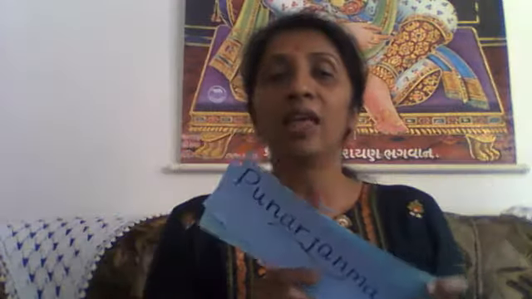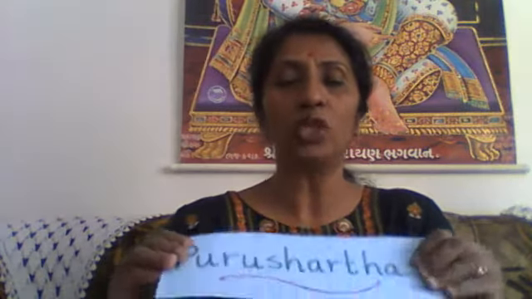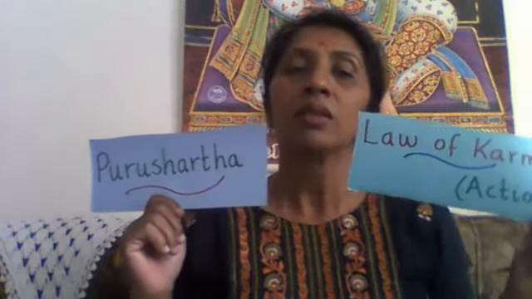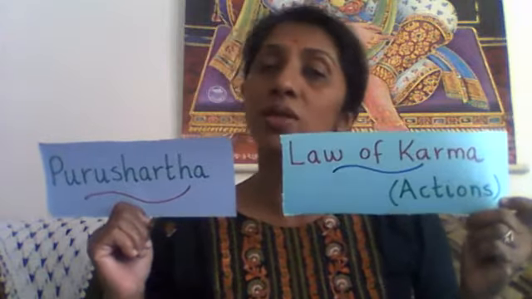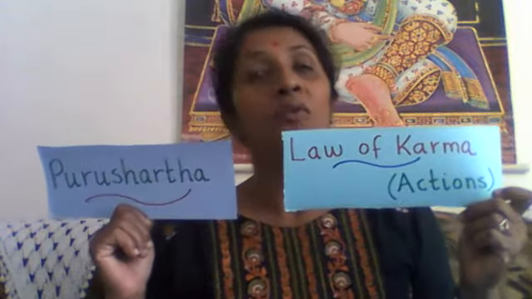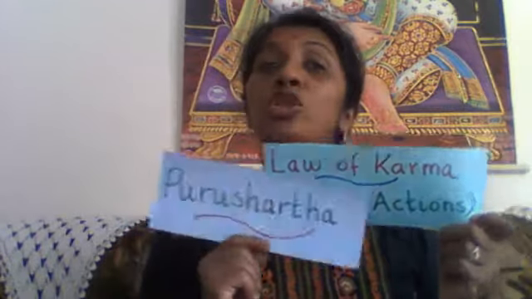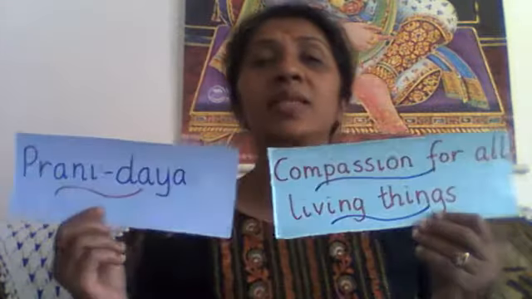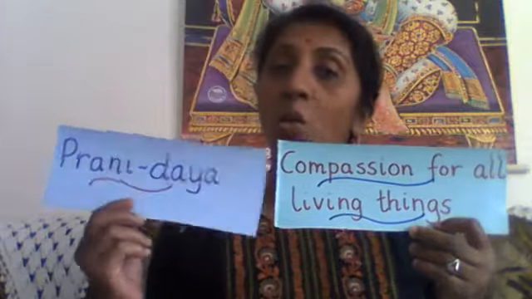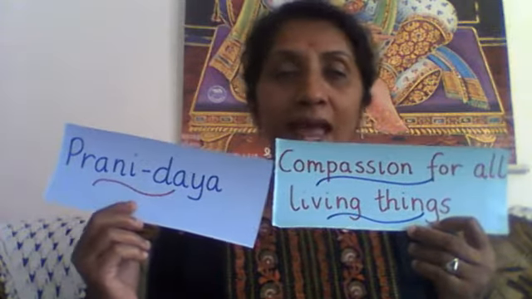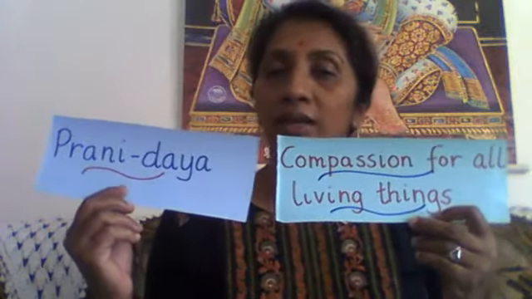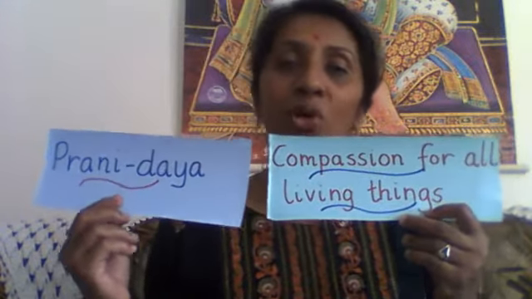Then we have got the fourth one, which is Purushartha. Purushartha means the law of karma. What does karma mean? Action. Law of karma, action. Yeah, what you do. Then we have got the last one, which is Pranidaya. Pranidaya means compassion to all living things. Compassion involves how to be nice to all living things. So that is Pranidaya.